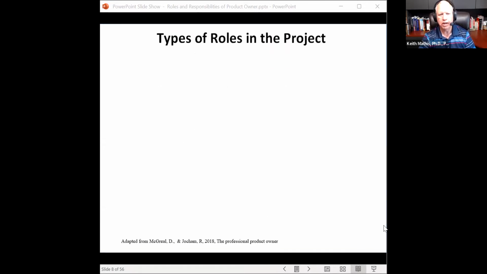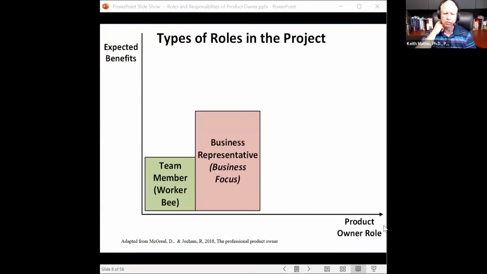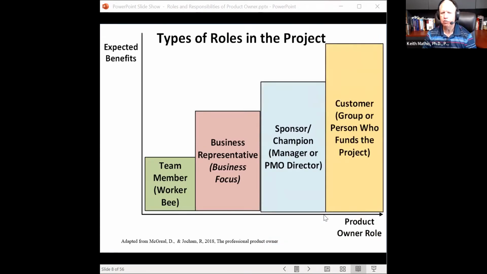The other thing that I want you to look at here is the types of roles in the project. So for an example, in Agile projects or Scrum projects, you'll notice that you've got your team. And so any of your team members are normally in almost any of the frameworks are going to be your worker bees. They're working to deliver what it is either the product owner wants or the project manager wants if they happen to be in waterfall. But the point is the worker bees. Then you'll have business representatives, which have a business focus. Now, these stakeholders might or might not attend your meetings with any regularity, but the point is they're giving you input for some of these things. Could be the customer right there. And then you've got your sponsor or your champion in some of your organizations. It could be the manager or the PMO, that's project management office director.